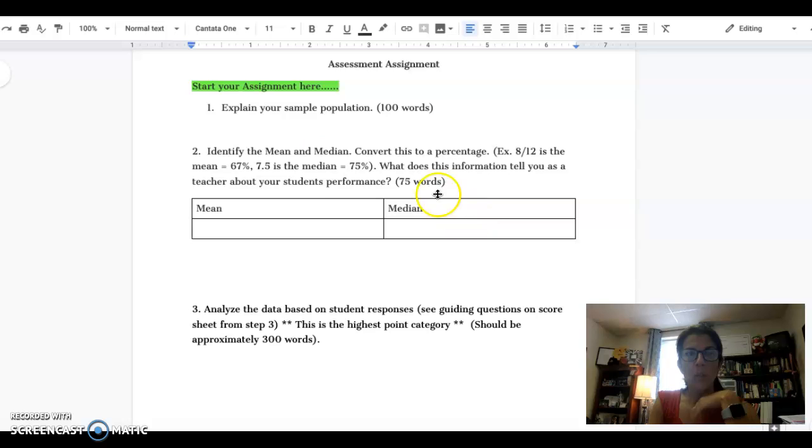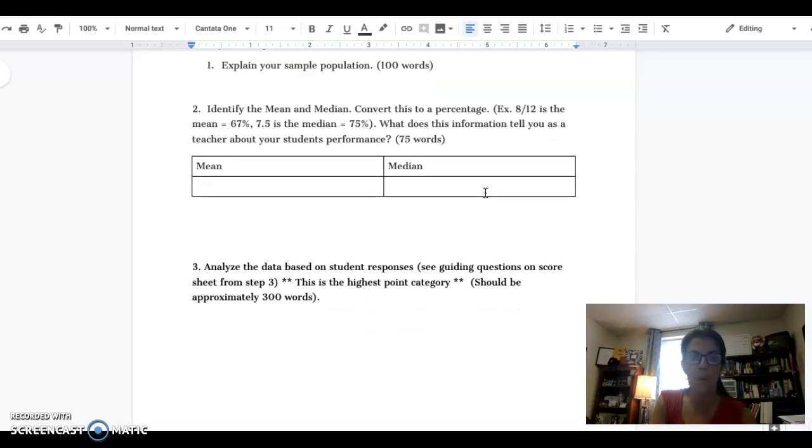The next thing you'll do is identify the mean and the median, and then I want you to convert this to a percentage. If the average score was an 8 out of 12, then the mean is going to be 67%. Make sure that you've got a percentage listed below. And then in this space, I want you to answer, what does this information tell you as a teacher about your students' performance?